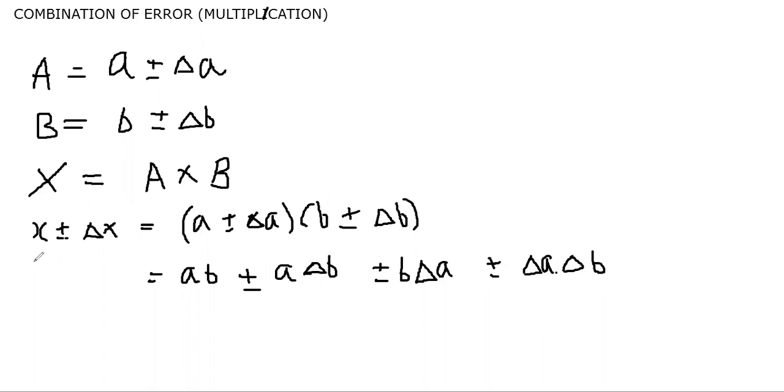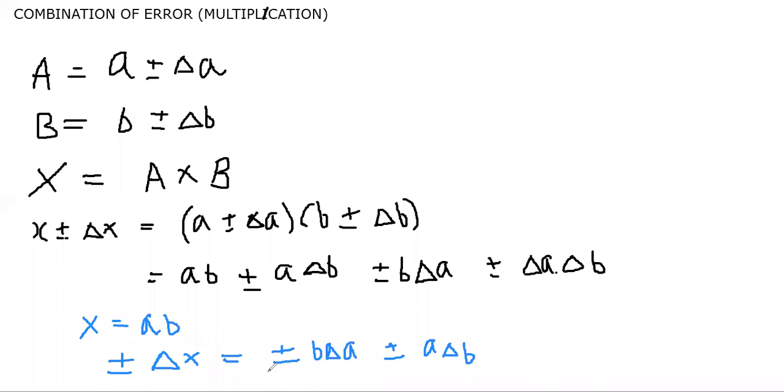Now you have to compare. When you compare this, what do you get? You get the value of X is equal to AB. So X is equal to AB. And now if you compare, plus minus delta X would be equal to plus minus A delta B plus minus B delta A. So the value of plus minus delta X is plus minus B delta A plus minus A delta B. So we have found the real part, that is X is equal to A into B. To find the real part of X, we just have to multiply the true parts of both the quantities.